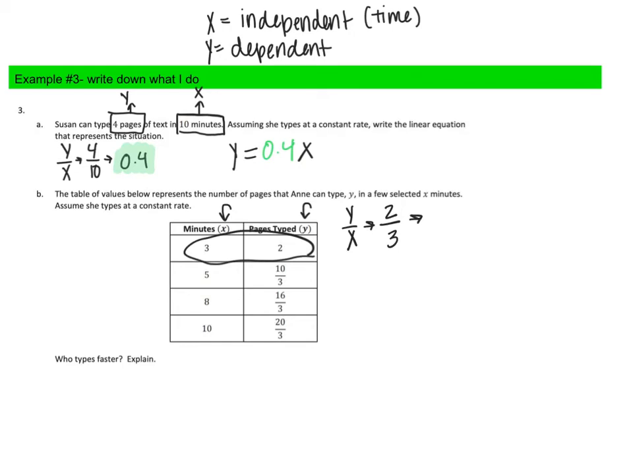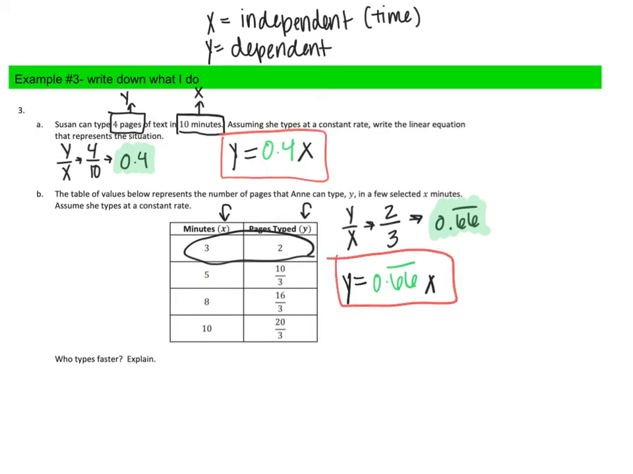And if I turn 2/3 into a decimal, which I'm wanting to do because my other number was a decimal, 2 divided by 3 is 0.66 repeating. Okay, so this is my constant rate here, and I'm just going to write that into an equation. Y equals 0.66 repeating x. So I have these 2 equations, and I'm going to be comparing them, saying who types faster?